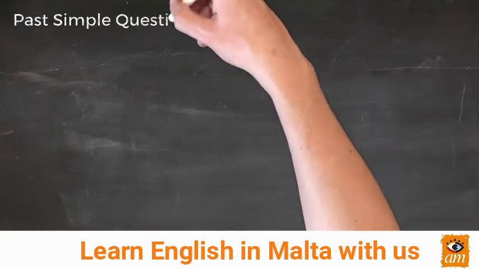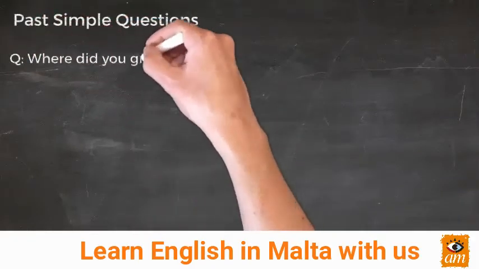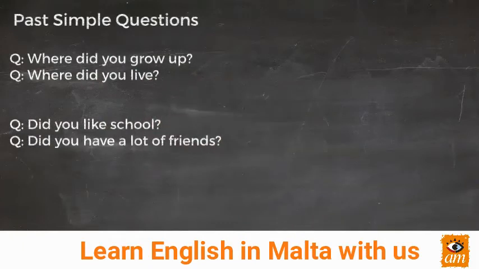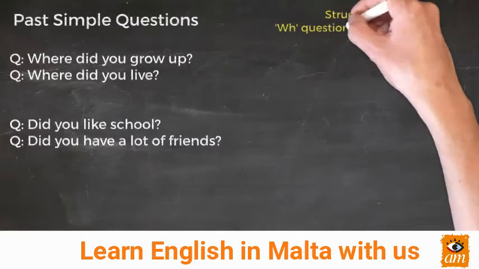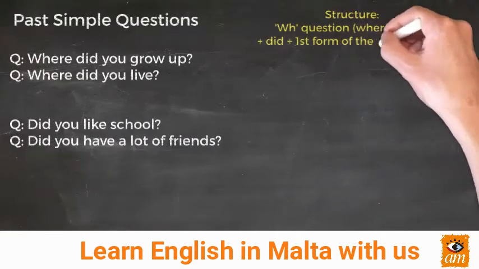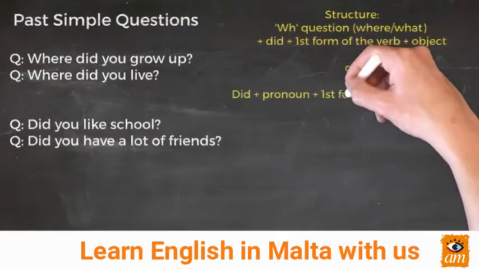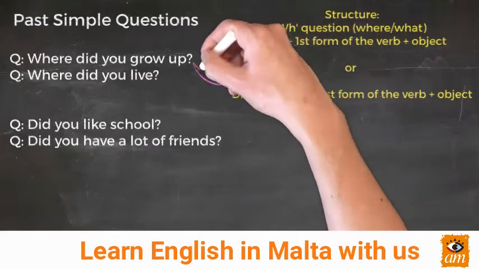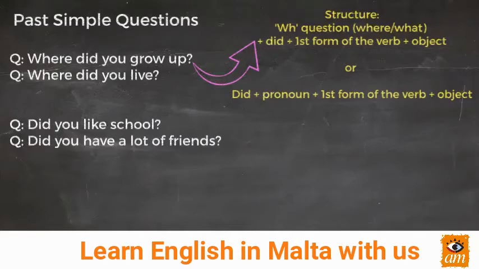Past simple questions. Question: where did you grow up? Where did you live? Did you like school? Did you have a lot of friends? So the structure. For the first type of questions, we can have a WH question, such as where and what, plus did, plus the first form of the verb, plus the object.